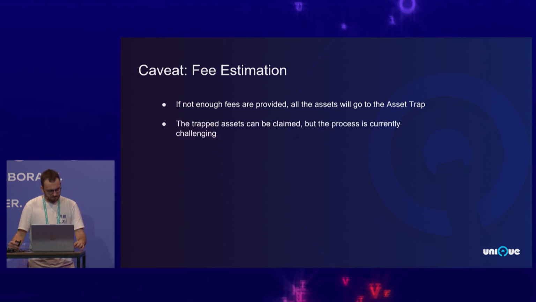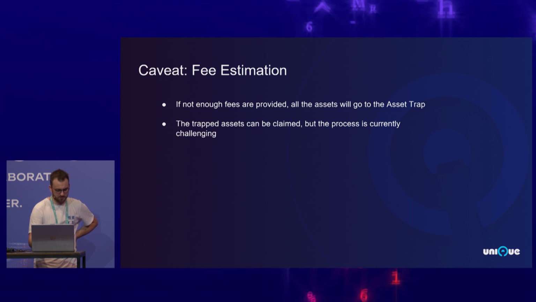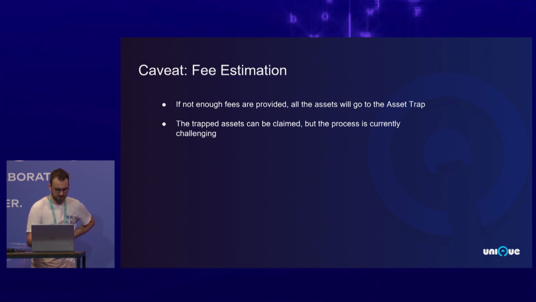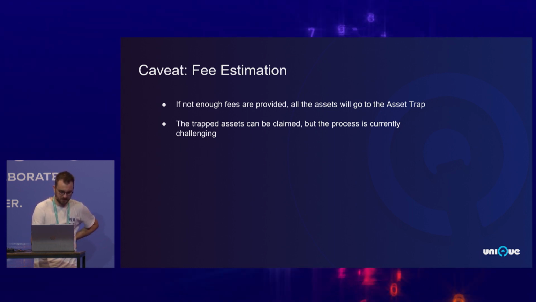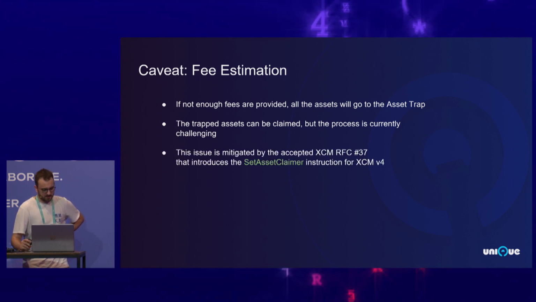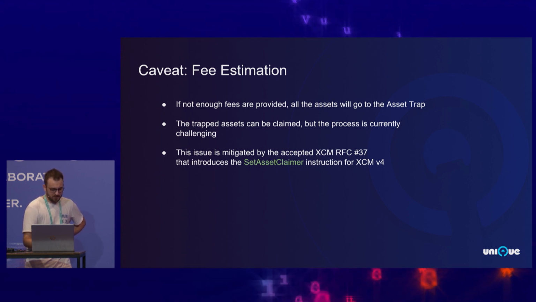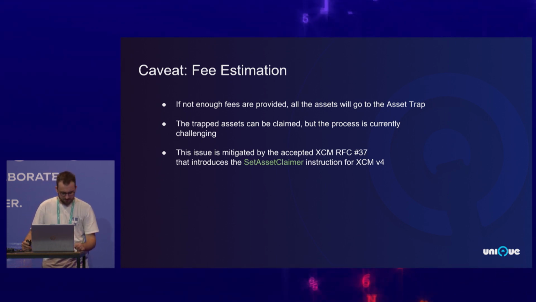The Pallet XCM provides a mechanism to claim the trapped assets. However, it is hard to do since it implies appealing to the sender chain's governance. This problem will be mitigated by the new asset claimer instruction accepted to be included in XCM version 4, but it is only a mitigation tool.